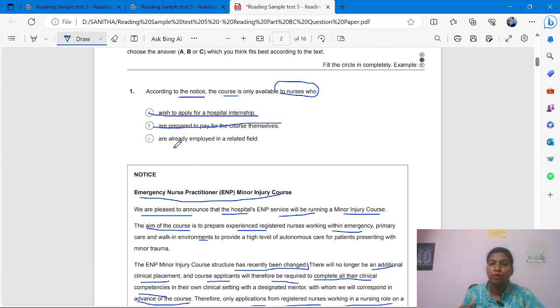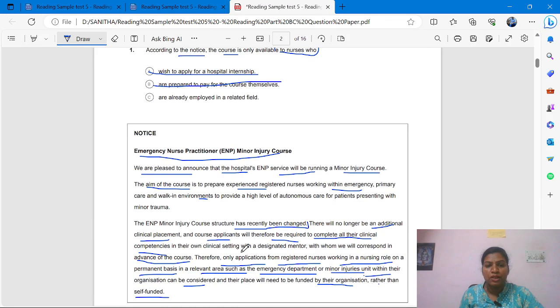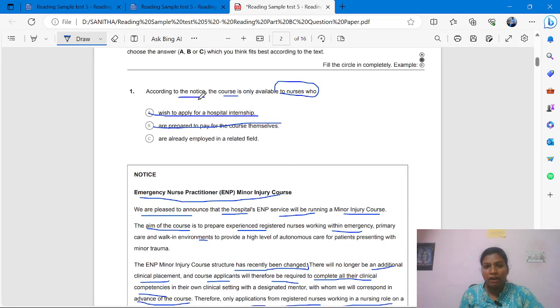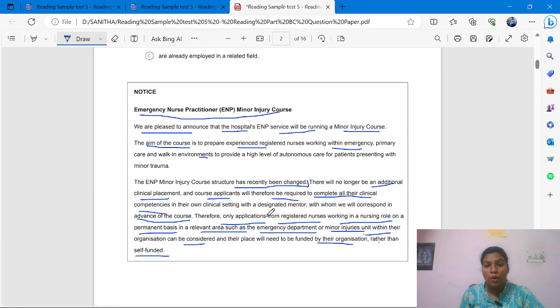Then what will be the answer? Are already employed in a related field. See where it is saying there are only applications. What is the question? According to the notice, the course is only available to nurses who. See here, therefore, only applications from registered nurses working in a nursing role on a permanent basis in a relevant area such as emergency department or minor injuries within their organization can be considered.